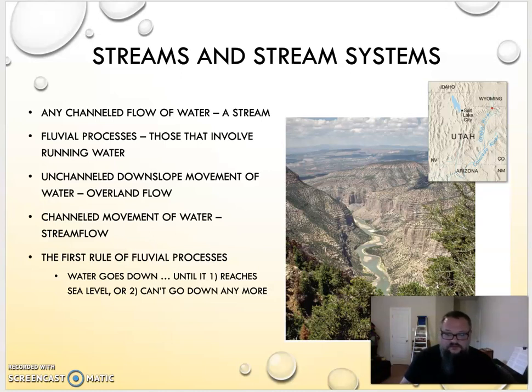And this is normally when someone thinks in their head, yeah, well, what about if we pump it? Okay, if there's a pump involved or some sort of human action that is lifting the water, that supersedes the first rule of fluvial processes. But naturally, water always has to go down, okay?